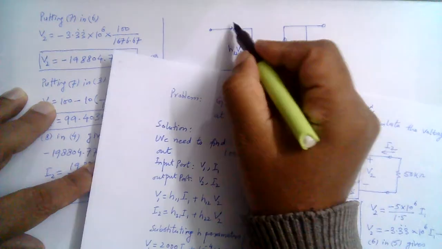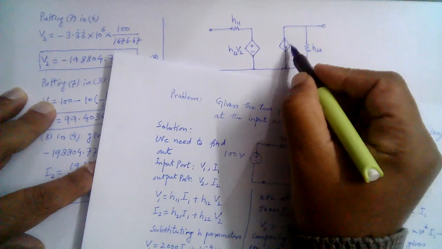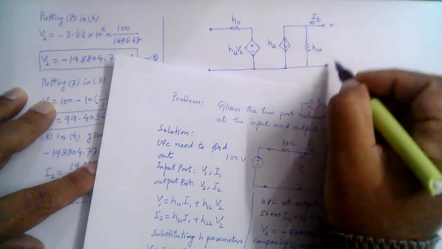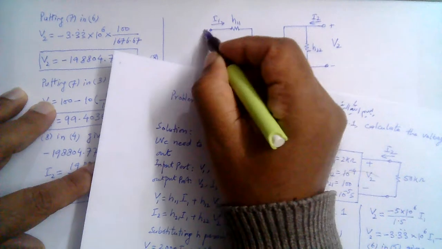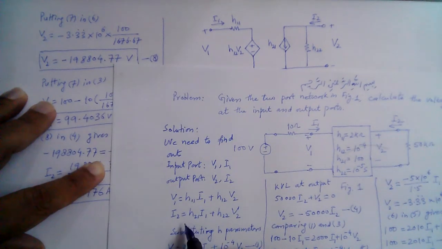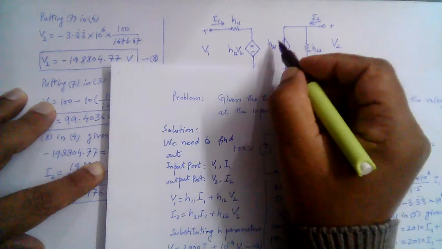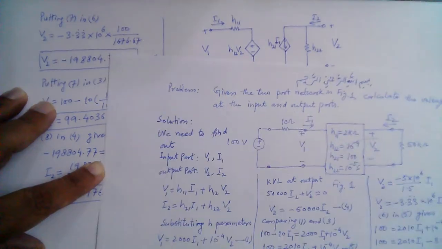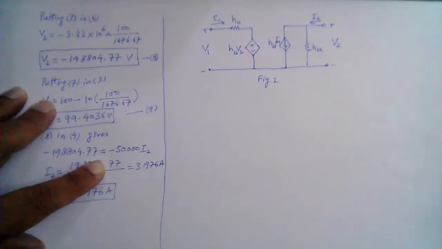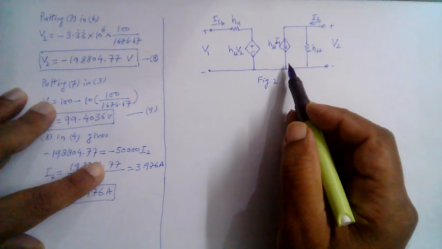So H22, and this will be H21 I1. This is H11, right? H11, H12, H22, and this is H21. And if this is to be I2 and V2 and I1 and V1, so H21 is I2 divided by I1, right? So if this is to be I2, this should be multiplied by I1, right? So let me call this figure 2, sorry. So this is the equivalent model for the H parameters, right?